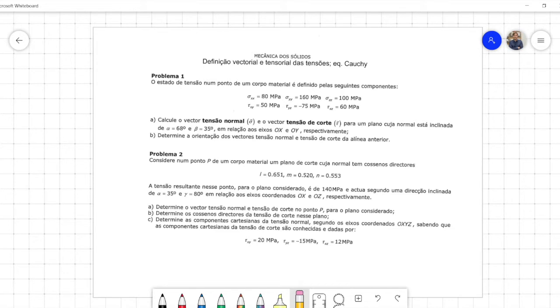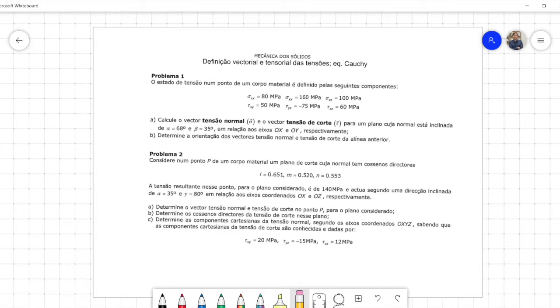You can see that the assignment is in Portuguese, but anyway, you can easily get it by the context. This exercise is not on the exercise sheet you have on the e-learning platform, so it's two different exercises, so you still have some material to work on the practical classes. And the objective here is to play a bit with the Cauchy formula equation and to get familiar with the two different ways to represent the stress state in a point.